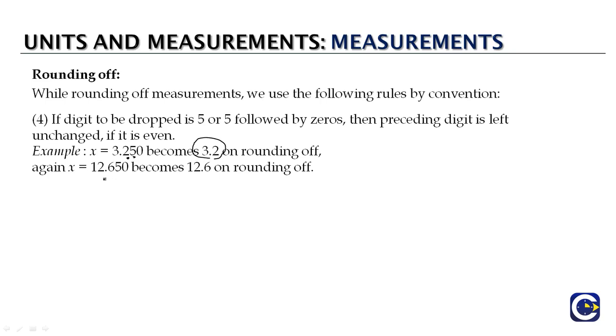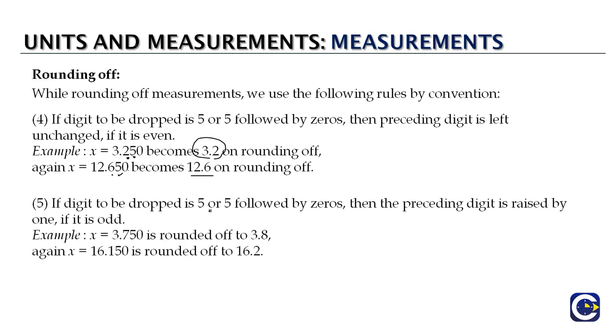Similarly, if I am trying to round off 12.650, here I have 5 followed by the 0, the preceding digit is 6, which is even, so I will simply drop the 5 and no change will be done to the preceding digit, so thereby it will be 12.6.